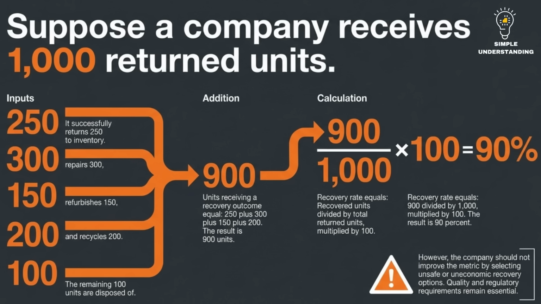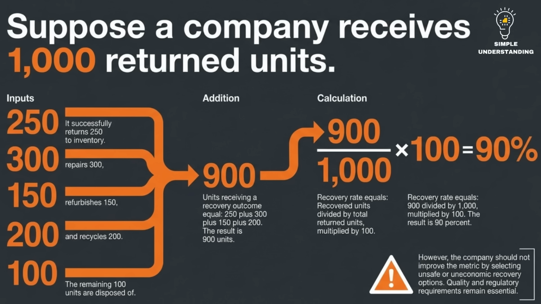Units receiving a recovery outcome equal 250 plus 300 plus 150 plus 200. The result is 900 units. Recovery rate equals recovered units divided by total returned units multiplied by 100. Recovery rate equals 900 divided by 1,000 multiplied by 100. The result is 90%. However, the company should not improve the metric by selecting unsafe or uneconomic recovery options.